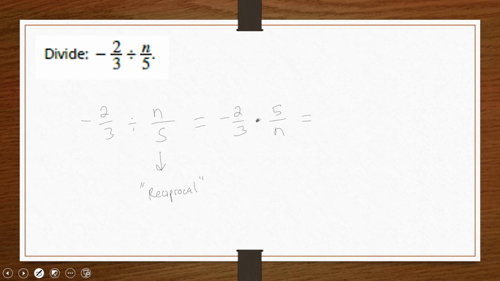So here I get a negative fraction times a positive fraction is going to be a negative result. In the numerator, I get 2 times 5 is 10. And in the denominator, I get 3 times n is 3n, like this. Now, there are no common factors here, so I don't need to simplify. This is going to be our solution, negative 10 over 3n. So let's look at one more example.